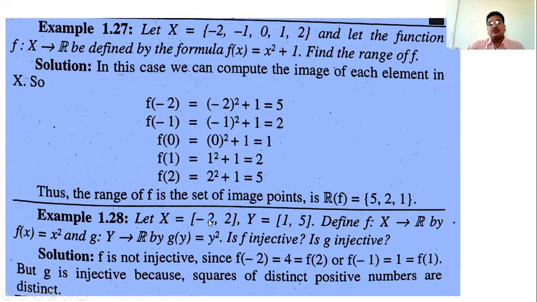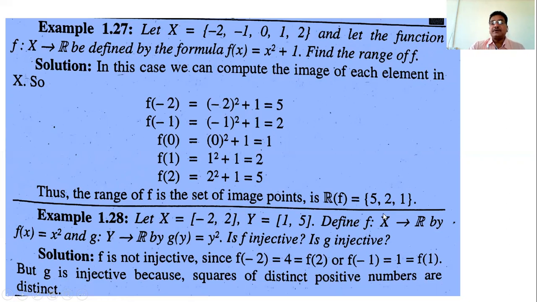So what is this closed interval [-2, 2]? This is the set of all elements lying between -2 and 2, and also -2 and 2 are members of this set x. That is, the elements of this set are -2, 2, and all numbers lying between -2 and 2. Between -2 and 2 there are three integers, that is -1, 0 and 1. There are 3 integers, but how many numbers lie between -2 and 2? There are infinitely many numbers.